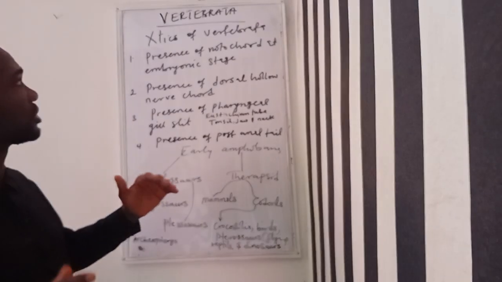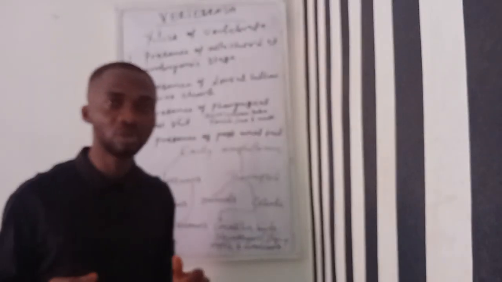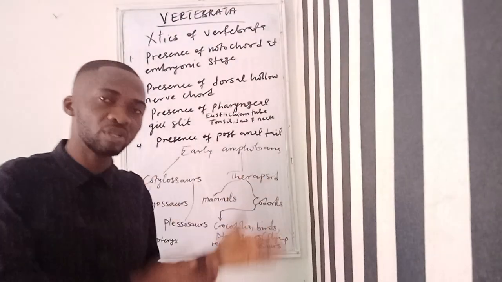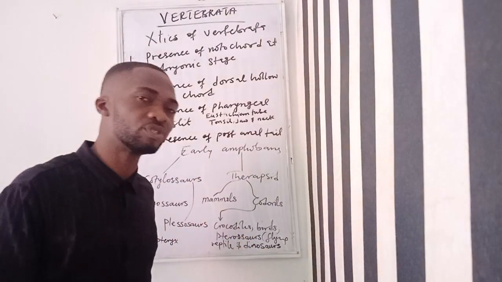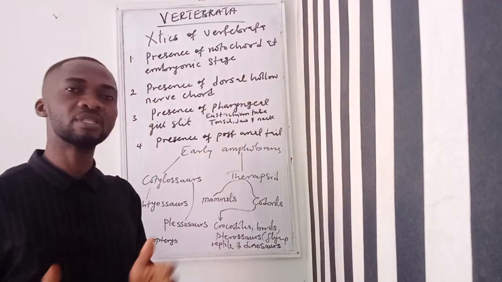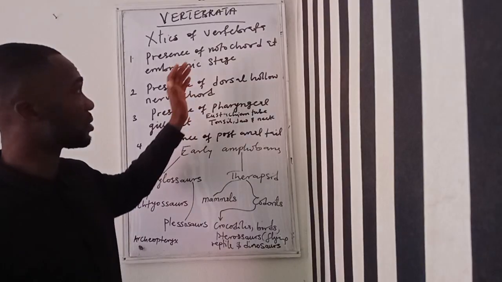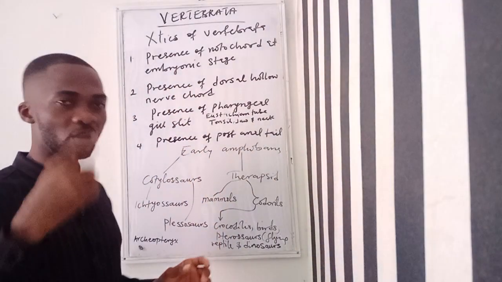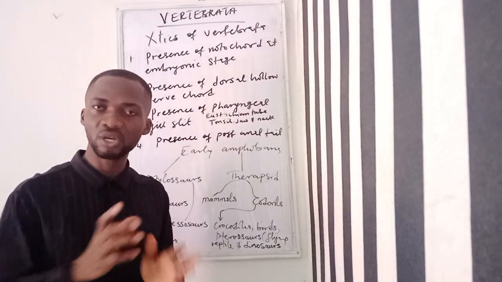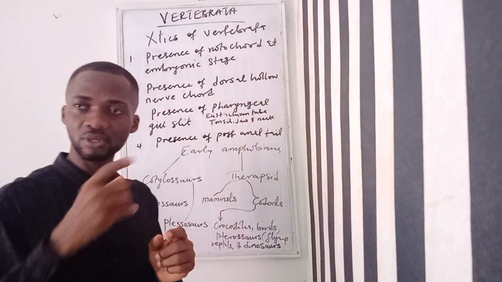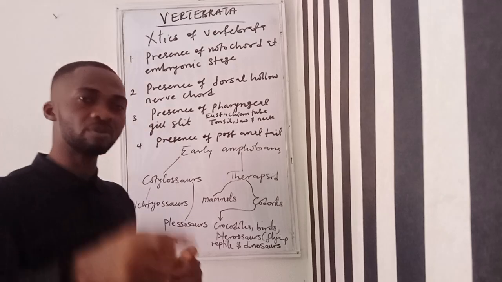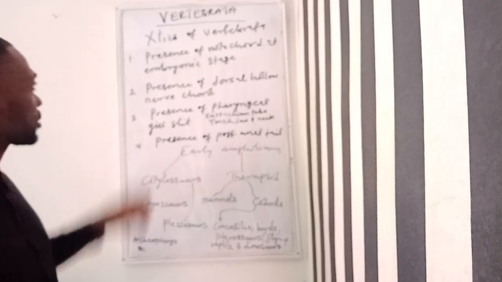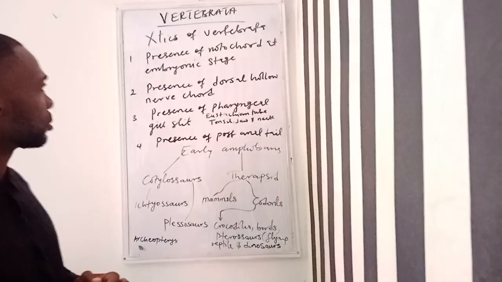So that is it about the notochord. At embryonic stage, vertebrates usually have notochord. This notochord persists all through the life of some fishes, like the jawless fishes, the hagfishes, and the lampreys, and you can also see it in the chondrichthyes, that is the cartilaginous fishes. But coming to the osteichthyes, the bony fishes, the notochord transforms into the structure called the vertebral column. Then the next one is presence of dorsal hollow nerve cord.